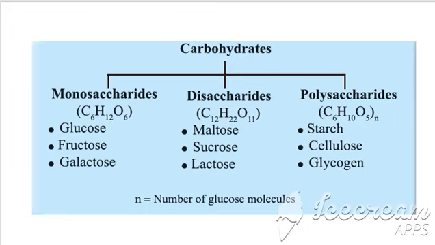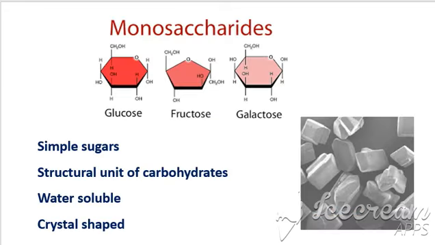So the simplest form is the monosaccharide, and two monosaccharides combine to form disaccharides, and a large number of monosaccharides combine to form polysaccharides. So from here onwards, we'll discuss these monosaccharides, disaccharides and polysaccharides in detail. So monosaccharides. Monosaccharides are actually simple sugars, and these are the structural units of carbohydrates.